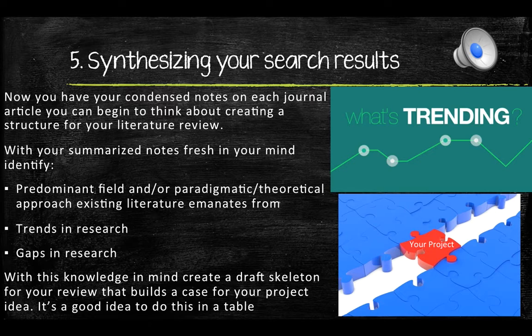So, with your summarised notes fresh in your mind, you might want to identify what the predominant field and/or paradigmatic and theoretical approach existing literature emanates from. So it might be, if you've got, say, 20 articles, 15 of those are all coming from a positivist background, or 12 of them are coming from an interpretivist background, or 15 of them are involving some kind of Foucauldian theory. It's worth making notes of those bigger pictures.